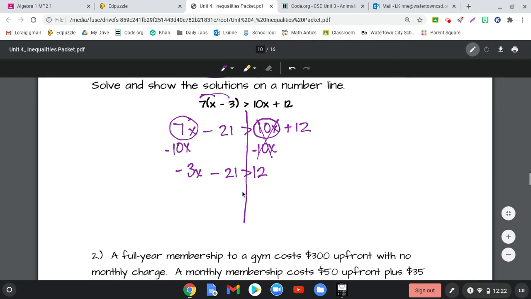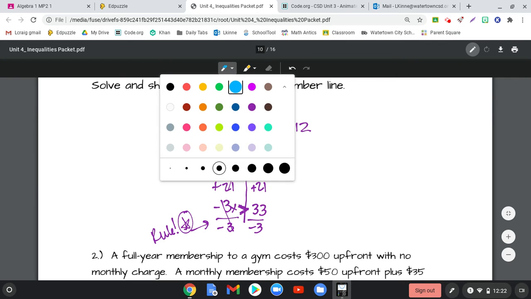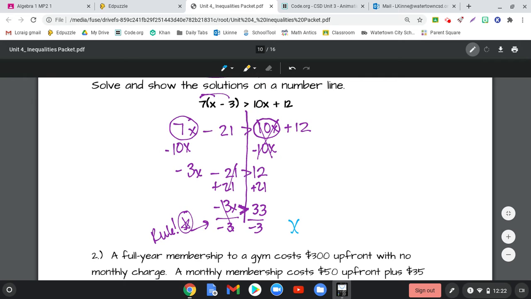All right, now I just have to get rid of that minus 21, so I'm going to add it. So we have negative 3x is greater than 33. Divide both sides by negative 3, and don't forget that special rule. If you multiply or divide both sides by a negative, your inequality sign changes direction. So now it's going to be x is less than, instead of greater than, negative 11.